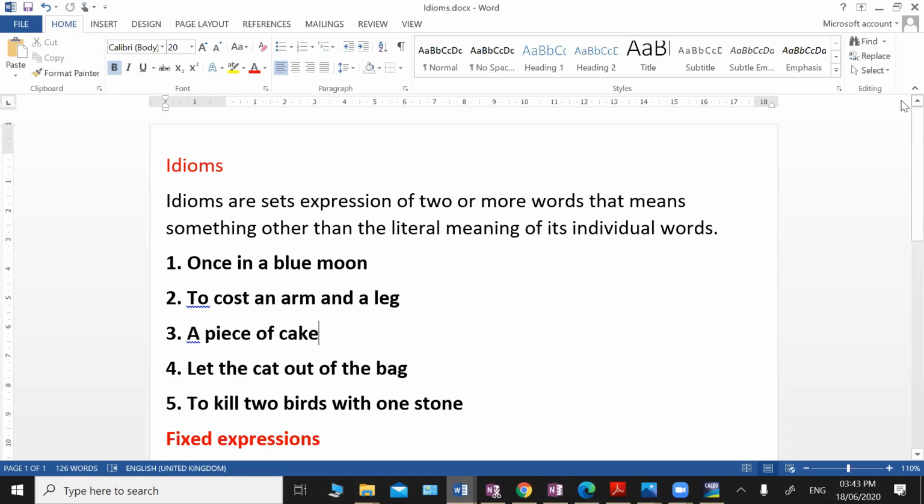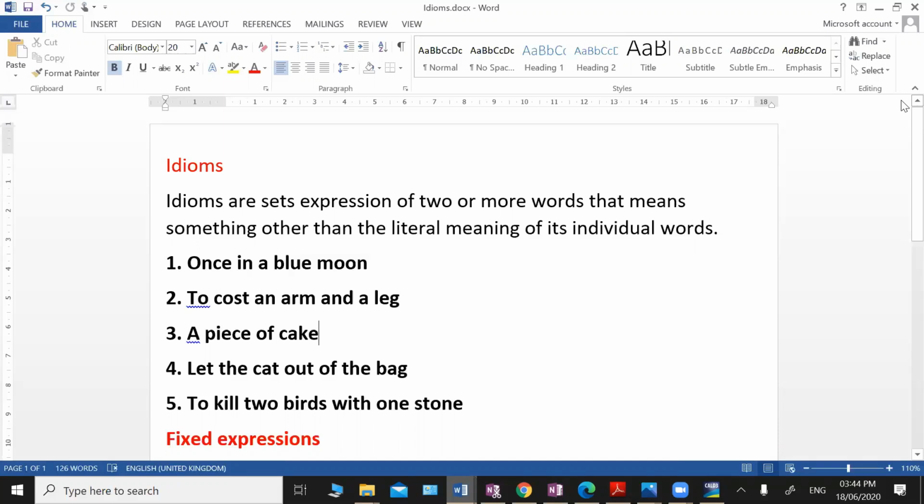The next one is to cost an arm and a leg. Like, this mobile cost me an arm and a leg. It means it's very expensive, very costly. It has nothing to do with your arm and your leg, it has a different meaning, but we use it to say it's very expensive. The next one, a piece of cake. We have discussed this so many times. It means something very easy. It has nothing to do with cake itself.